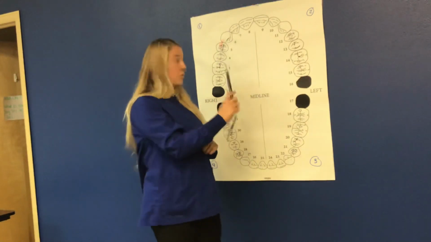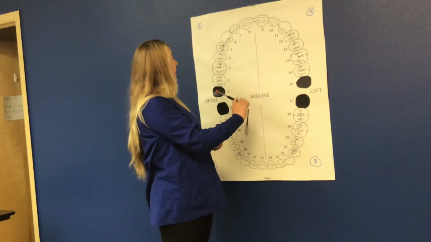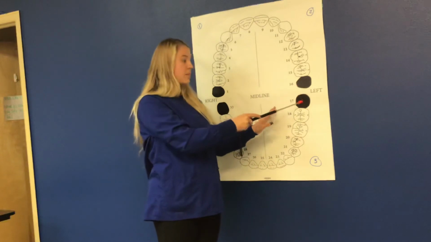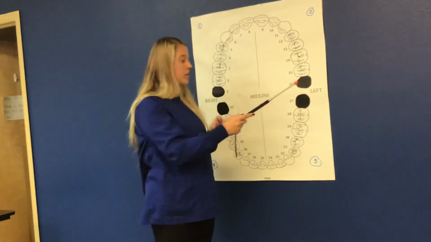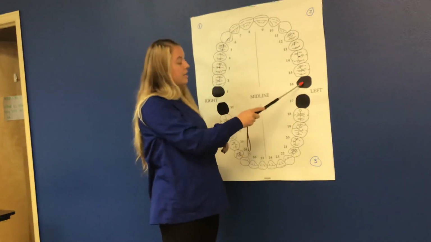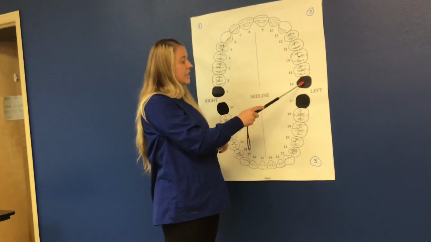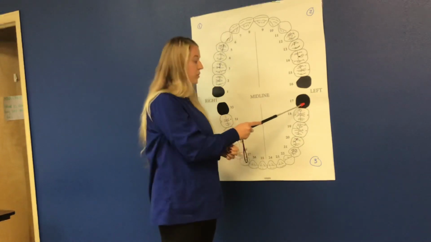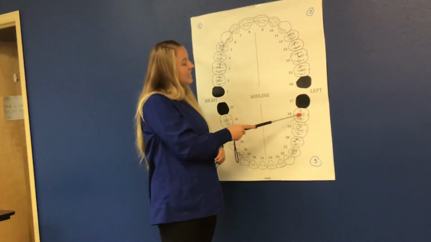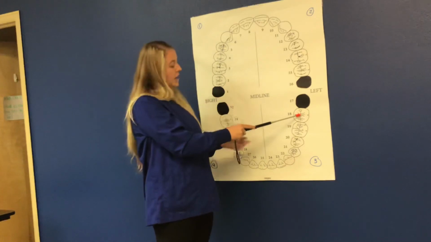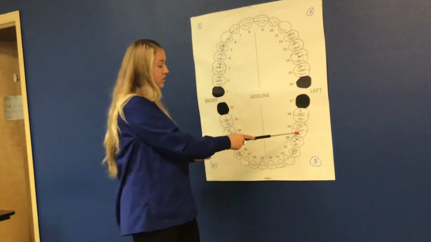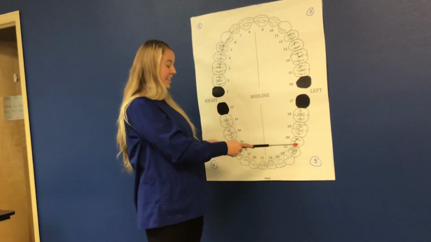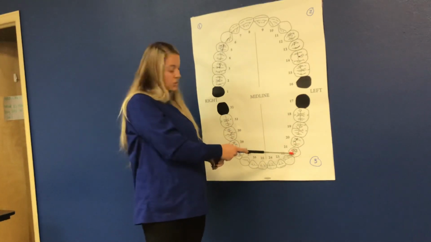Once you've gone from the right to the left, you stay on the left side on the bottom and go around. So you make a whole circle. You don't jump back over. You stay on the left side. So 16 is your wisdom tooth. You jump down to 17, which is also your third molar. 18 is your second molar. 19 is your first molar. 20 is your second premolar. 21 is your first premolar.